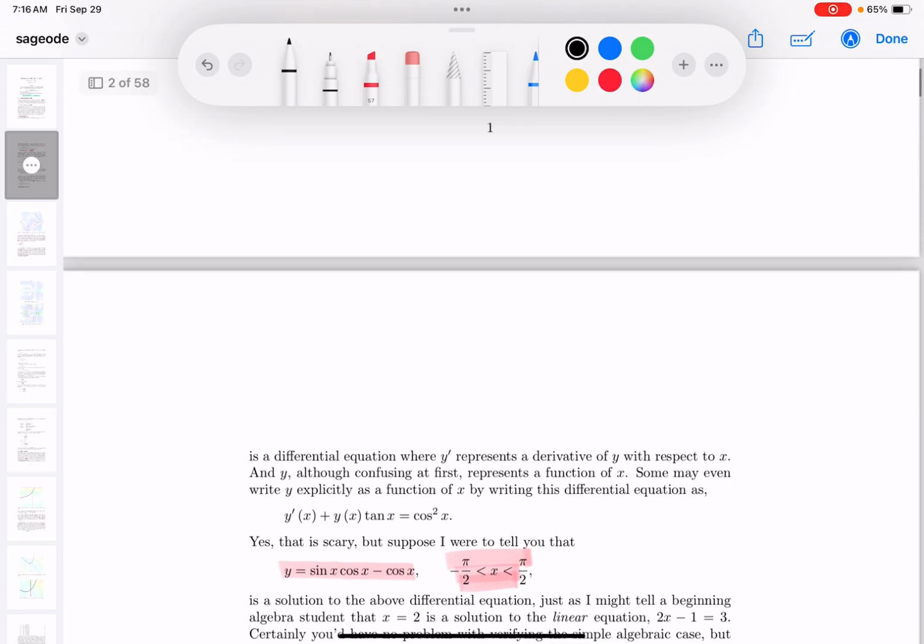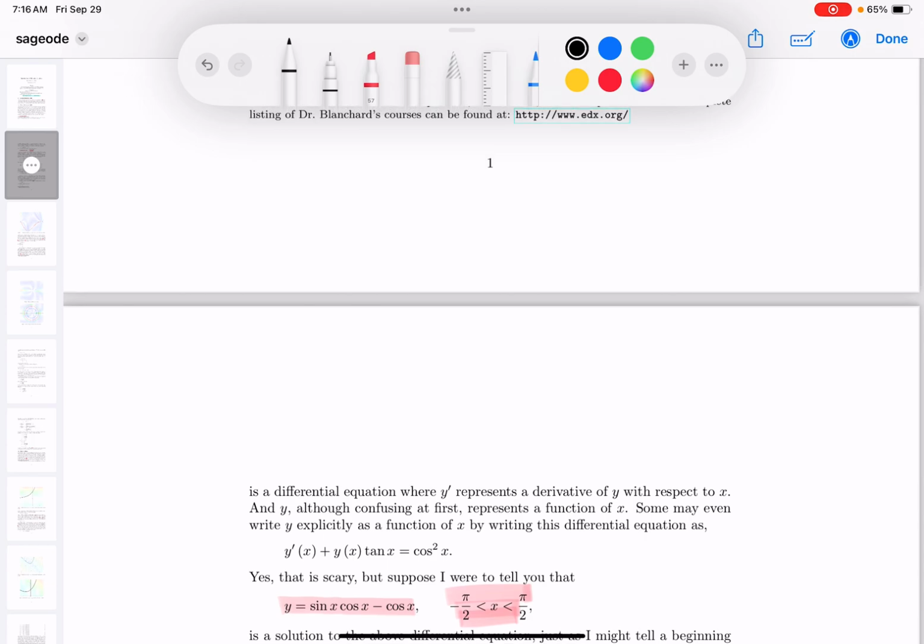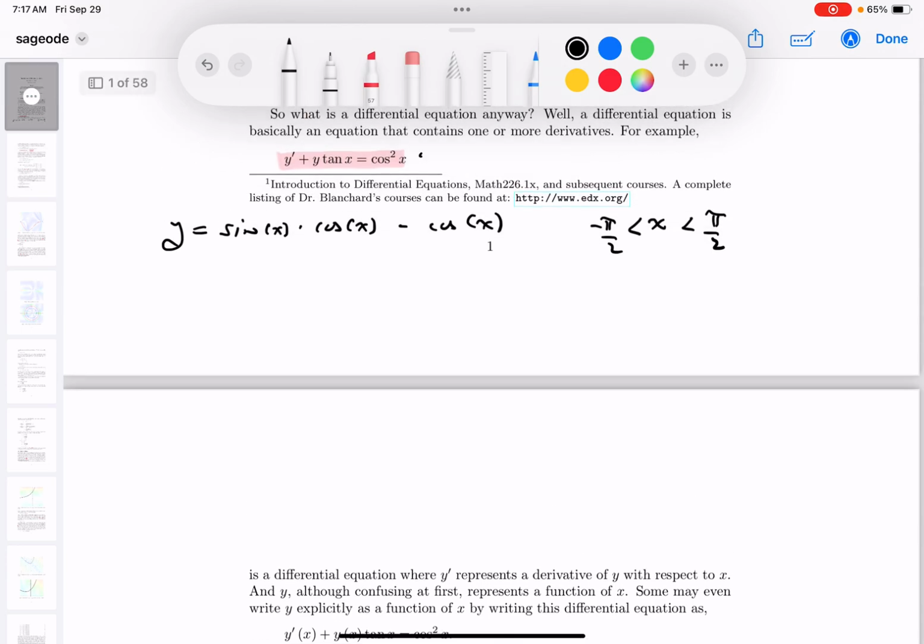So, y equals, write this over here. It equals the sine of x times the cosine of x, and then minus the cosine of x. All right, and they say this is valid for x between minus pi over 2 and pi over 2. All right, now what's it valid for? This differential equation here. So what do I notice about it?